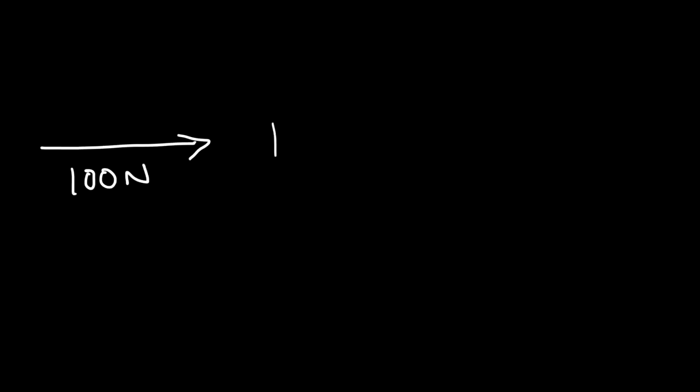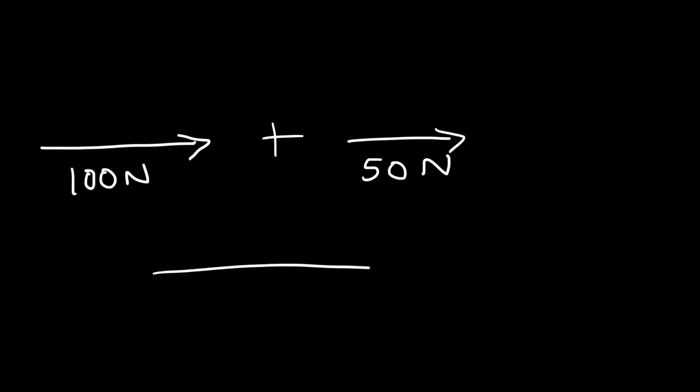And let's say we want to add it to another force that's directed east as well, and let's say it's 50 newtons. So the resultant sum of these two forces is going to give us a net force of 150. Whenever you have two vectors that are parallel to each other, you can simply add the numbers to get the resultant sum.